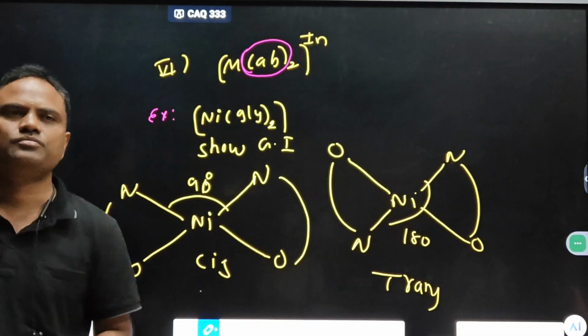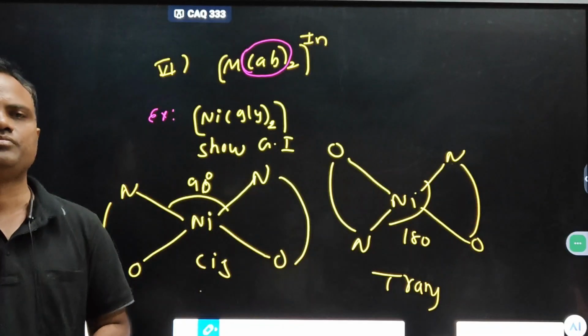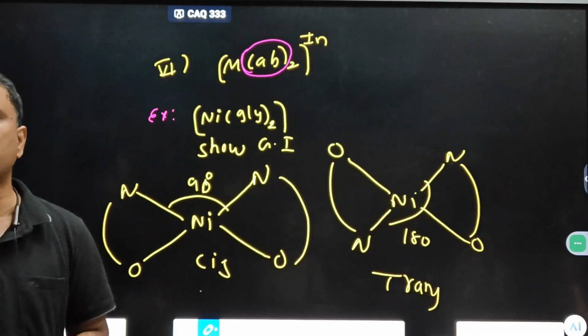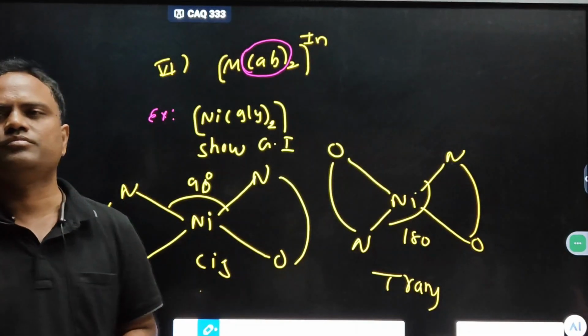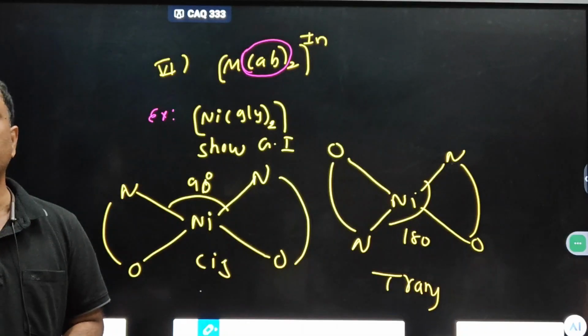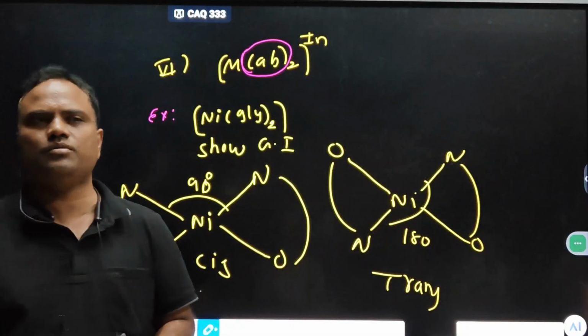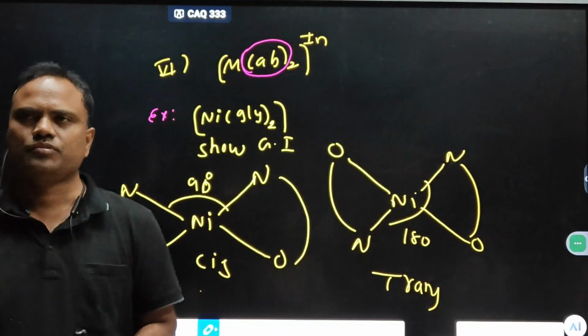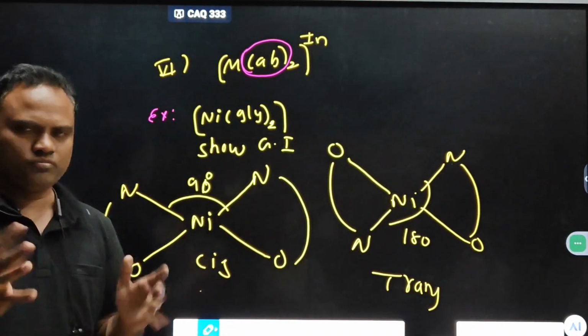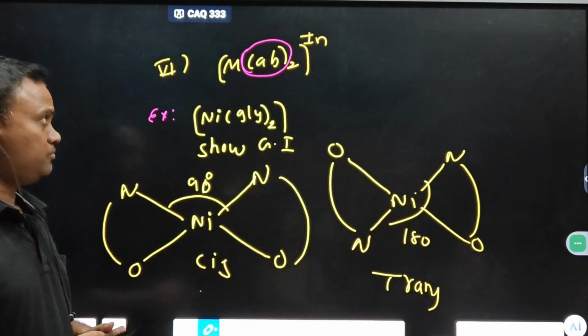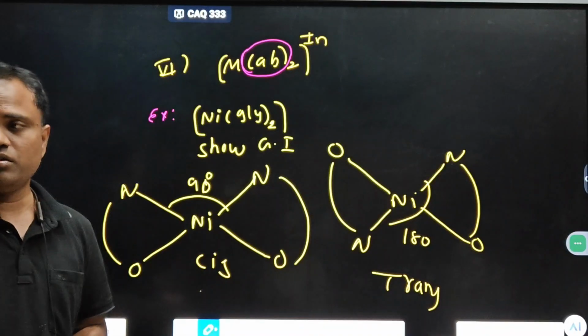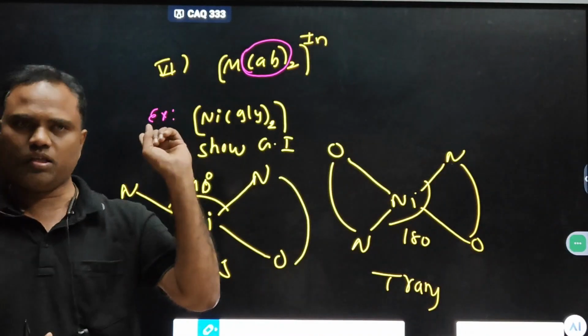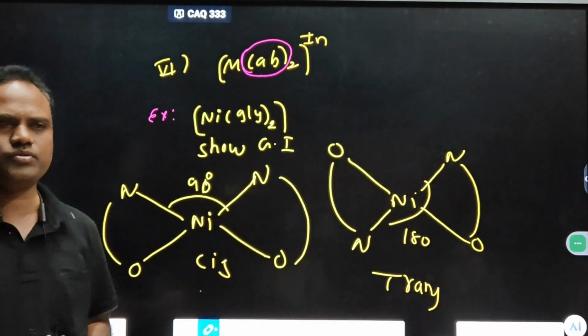What about DMG? What are donor atoms in DMG? Online students, what are donor atoms in DMG? Two nitrogens. Will it show? No. MAA type category. DMG means which do not show.